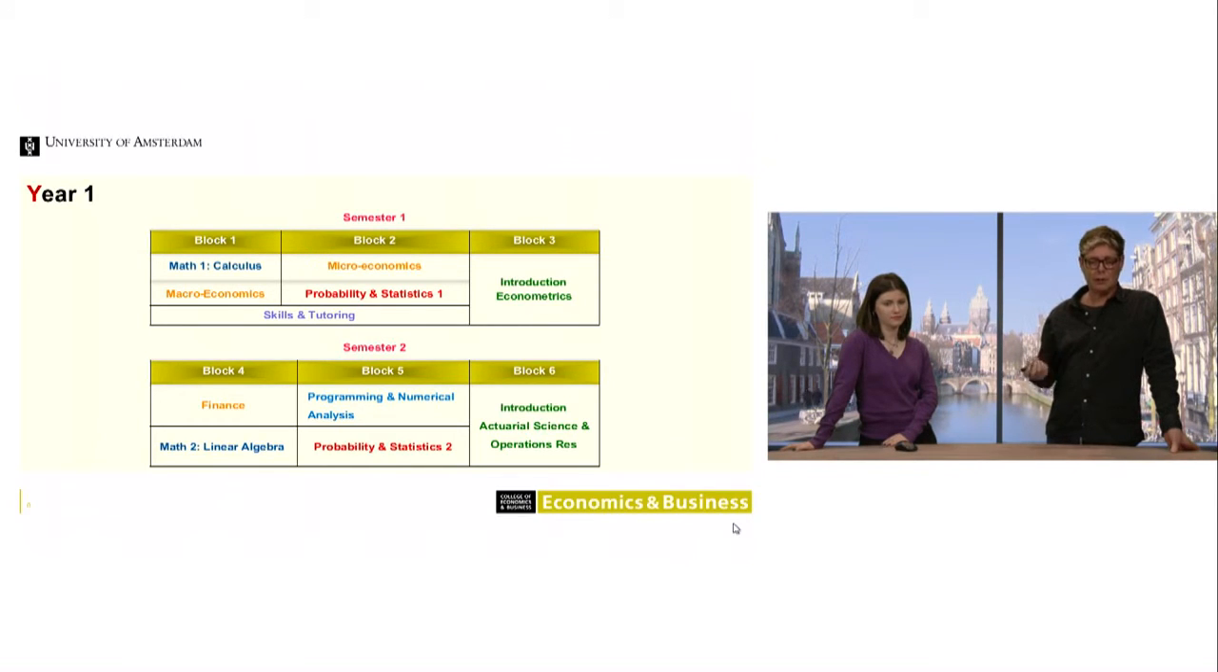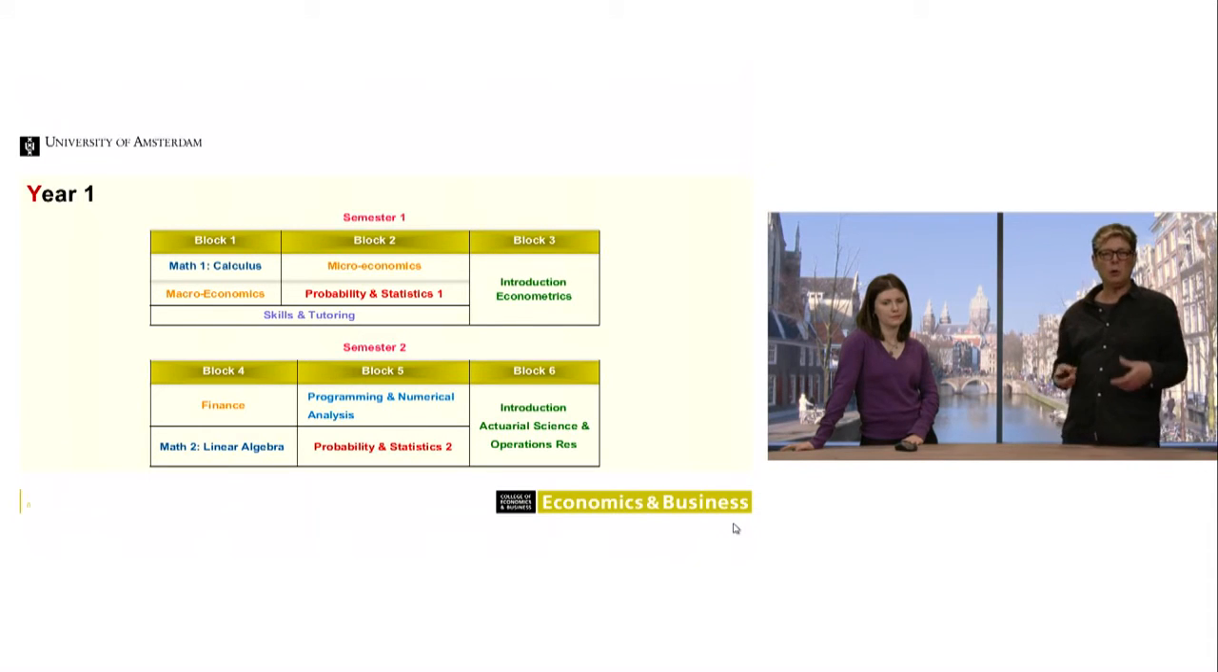And in parallel, you follow the course of macroeconomics. So in the second period, we have microeconomics, again an economics course, and probability and statistics, which is very important in our studies. In the third block, you get an introduction to econometrics, so you get a shallow look into the field of econometrics. Well, this continues in semester 2.